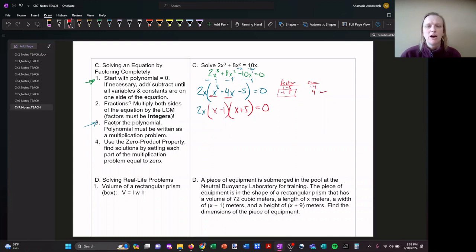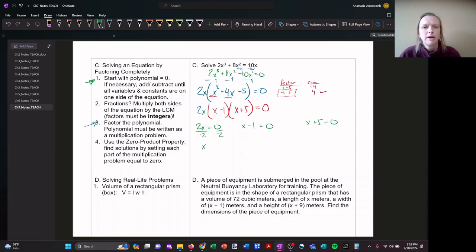So I have now written this as a multiplication problem where all of my factors are unfactorable. There's no further factoring to do here. Therefore, now this equation is ready to be solved. I just set each part equal to 0. So 2x could be 0, or x minus 1 could be 0, or x plus 5 could be 0. And I solve for x.